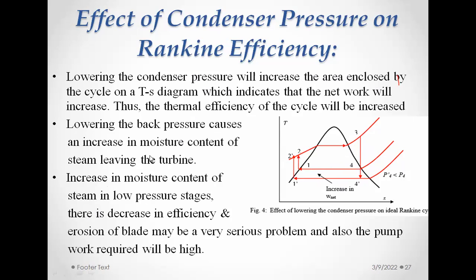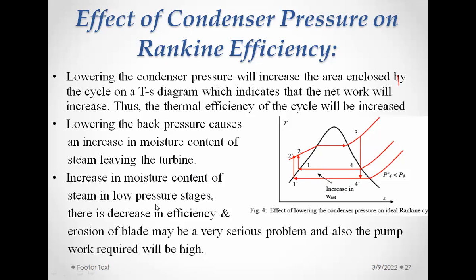Lowering the back pressure causes an increasing moisture content in the steam leaving the turbine. So that is the drawback. Initially, at the outlet of turbine, we had dry saturated steam at point number 4. But if we decrease the condenser pressure, point 4 dash lies in the wet region. So here we have some moisture content. The moisture content is not desirable for turbines.